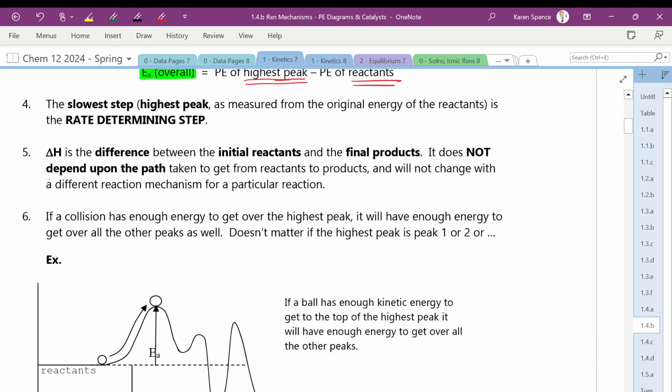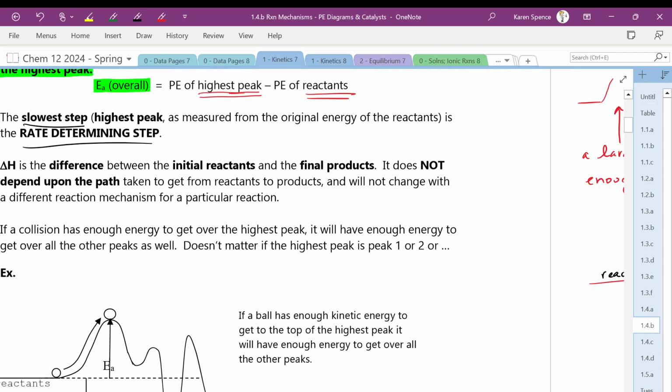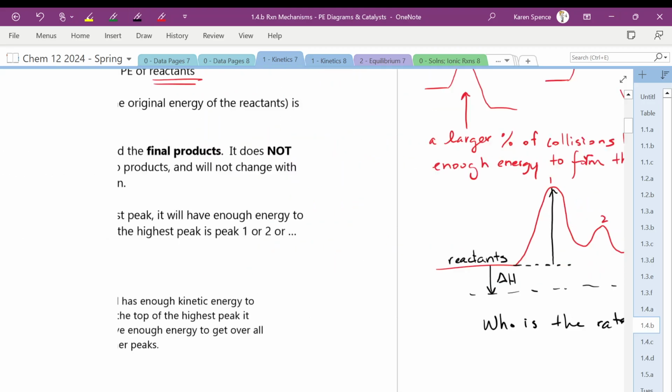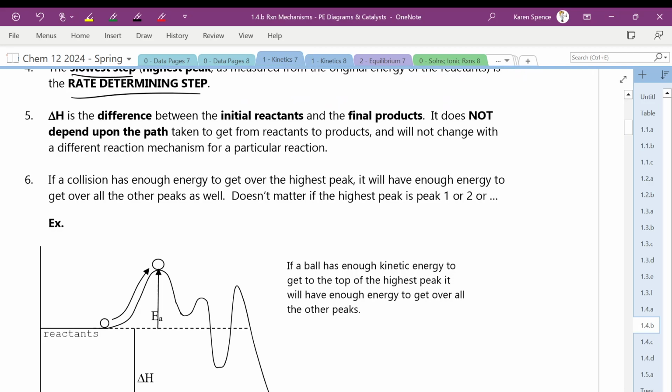So back here. All right. The slowest step is the rate determining step. That has the highest peak. The delta H, nothing happens to delta H. You still do delta H the same way you always did. It's between the reactants and the products. We just ignore all the little bumps in between. Okay? Delta H. There we go. If a collision has enough energy to get over the highest peak, it will have enough energy to get over all the other peaks as well.